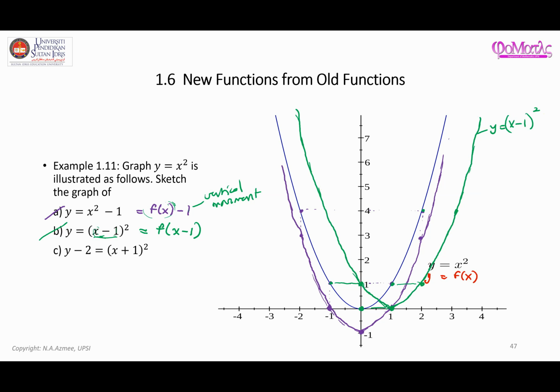Now for the last question, I'm going to leave it to you to do on your own. Here you will have y is equal to (x plus 1) squared plus 2. First you shift the graph 1 unit to the left, and then you shift the graph 2 units up. I trust that you can do it on your own.